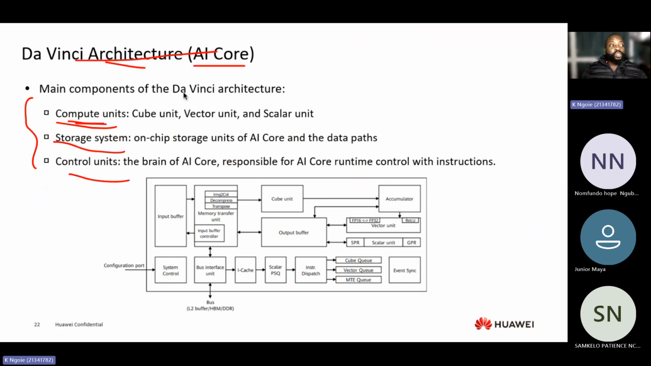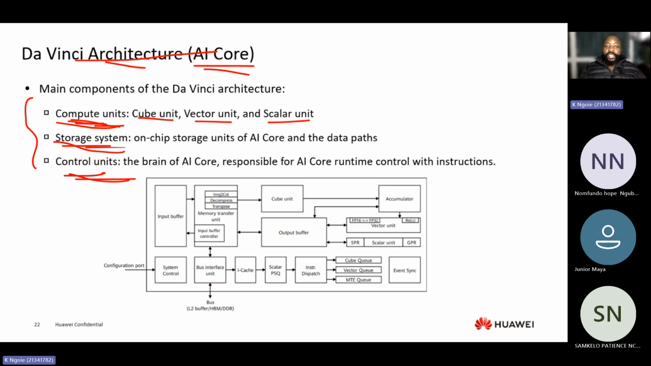In the AI core, we're going to have a compute unit, a storage system, and a control unit. These parts have different functionalities. The compute unit will have a cube unit, a vector unit, and a scalar unit. This part of the chip will deal with different operations depending on what operation is being requested by the AI that is being used, right?